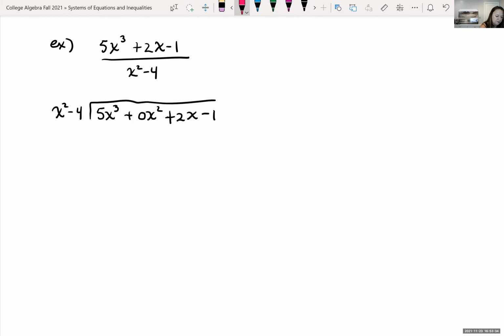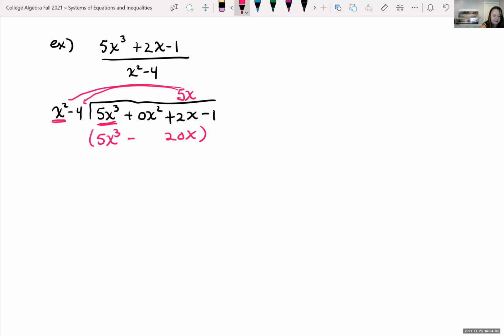So we look at our first term in our divisor, which is x squared, and we think to ourselves, x squared times what would give us 5x cubed? Well, that's just 5x. So let's put 5x here in our quotient, and we're distributing that 5x to each term in our divisor. So doing that, we have 5x times x squared is 5x cubed, minus 5x times 4, so minus 20x. So I actually didn't need that placeholder.